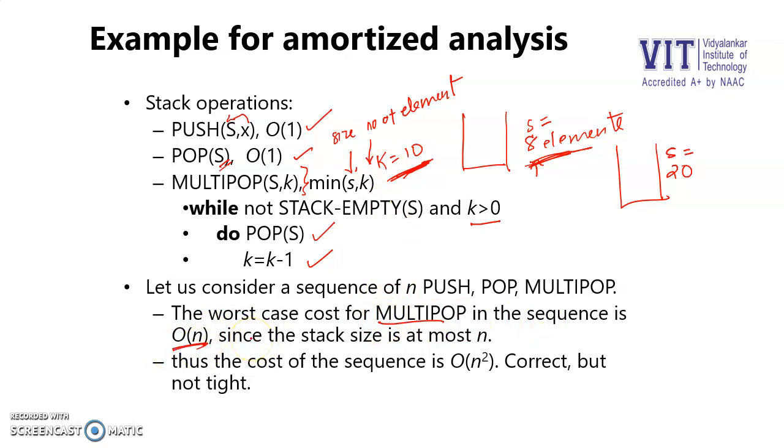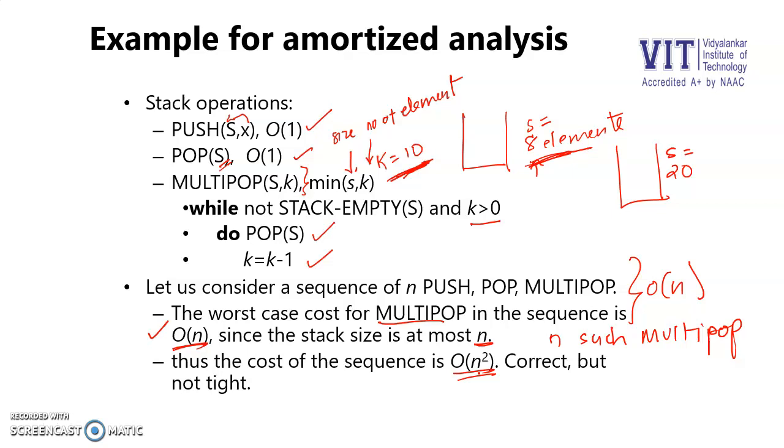Why? Every pop will take big O of 1. There are n such pops if the size is n. So there will be n elements popped. So what will be the complexity? Big O of n. Now this is one multi-pop. One multi-pop for the stack of size n will cost me big O of n. Now if I am having n such multi-pop operations, then my complexity will be big O of n square. Now this is what we see.